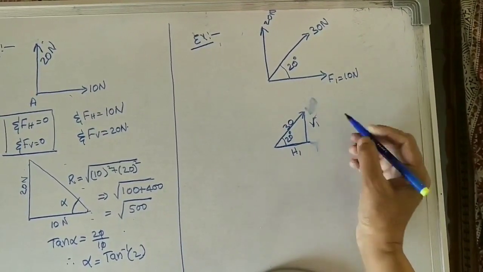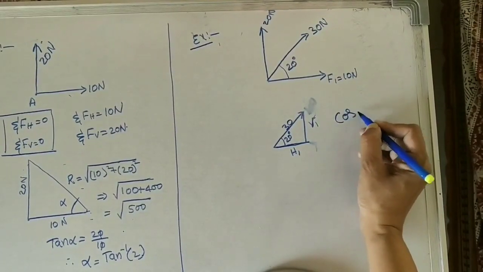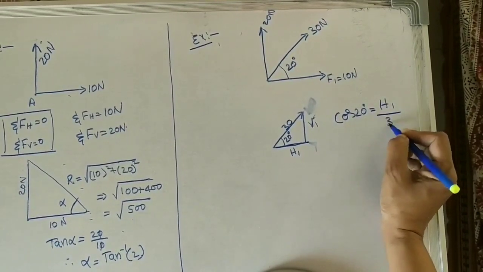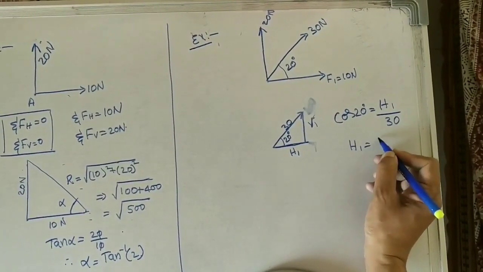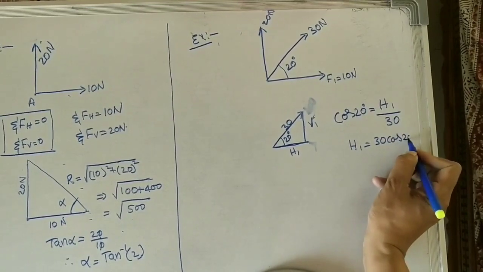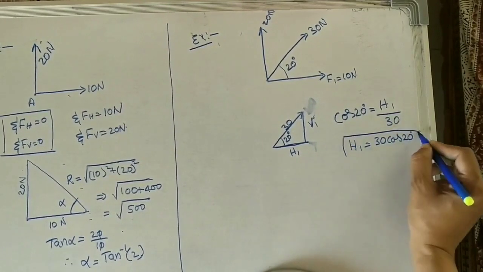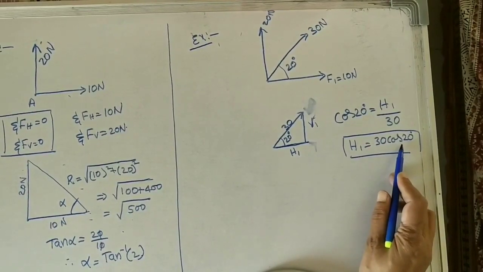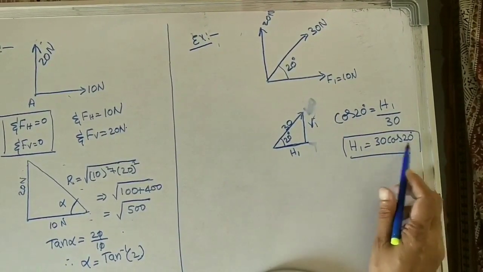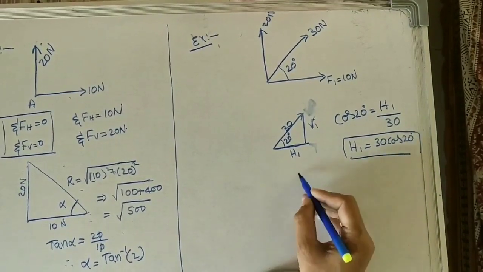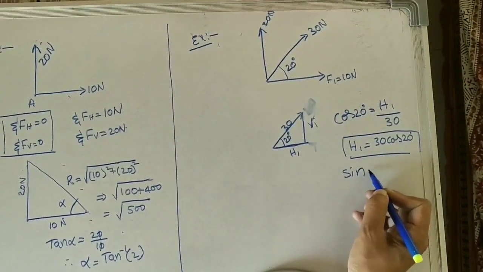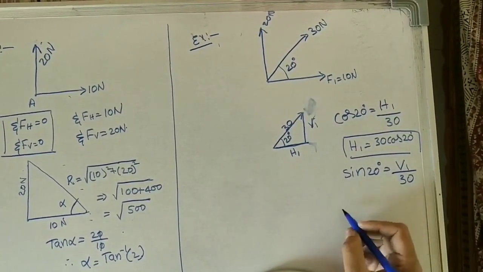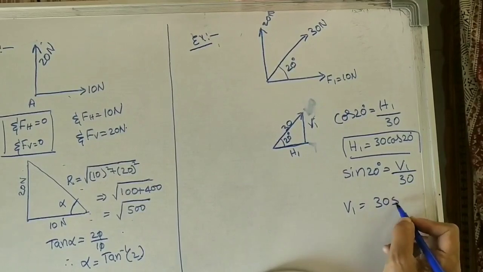Now here V1. First the horizontal component: cos 20 is H1 by 30, so H1 is equal to 30 into cos 20. By using the calculator we will get this value. We get the horizontal component. Always remember, whenever horizontal component is coming, cos will come: the given value into cos the given angle. And we have to find the vertical component. From the same triangle, sin 20 is equal to V1 by 30, so V1 is equal to 30 sin 20.